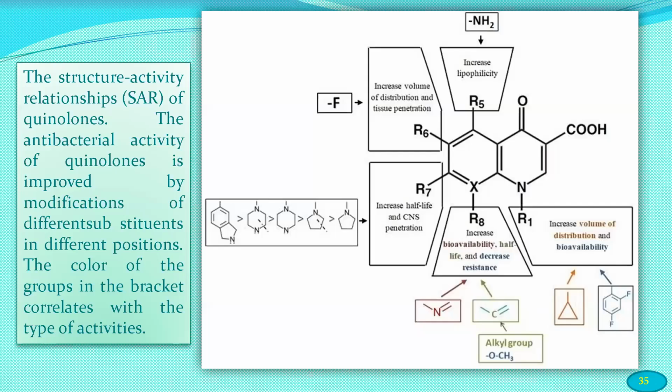Then the structure activity relationship. Here, if you change the position at 6, then an increase in volume of distribution occurs. An increase in lipophilicity occurs if you change the structure in 5. If you change the structure in R1, the volume of distribution and also bioavailability increase, same thing. Whereas with R8, the half-life is increased and resistance is decreased. And if you change R7, then the half-life increases and CNS penetration will be more. So accordingly, the required drugs are manufactured.